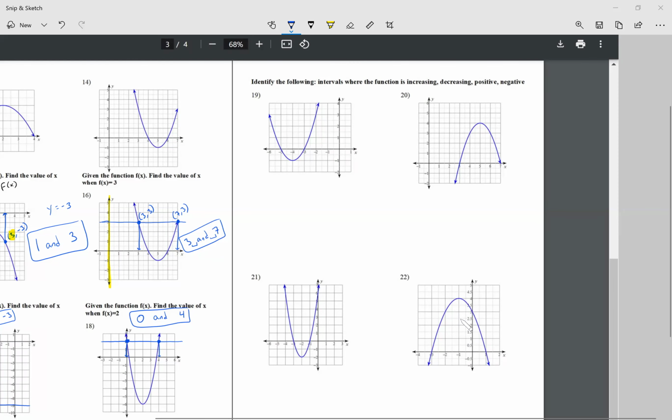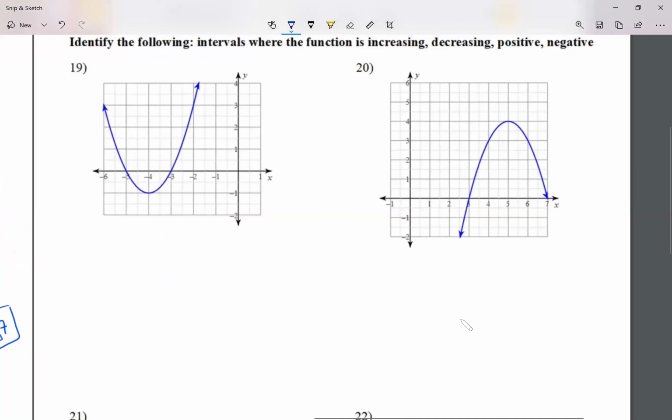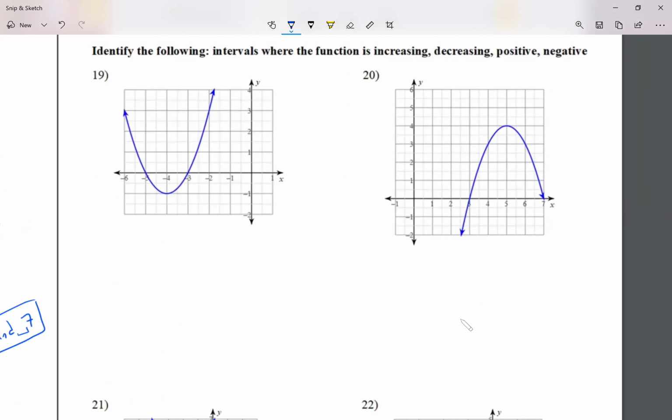Now, today I'm going to work questions 19 through 22, but I'm going to be covering two different lectures in one. Okay. So at the beginning, on the first homework assignment, I know I asked you guys to identify the intervals where the function is increasing and decreasing. So for the first homework assignment, let's take a look at number 19.